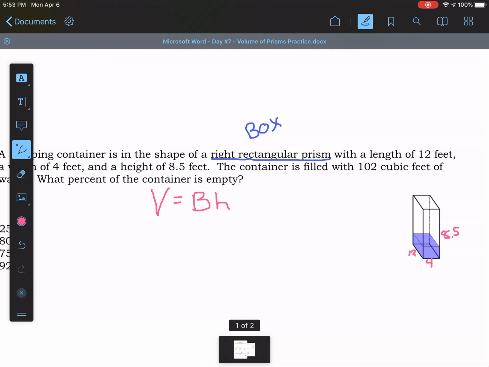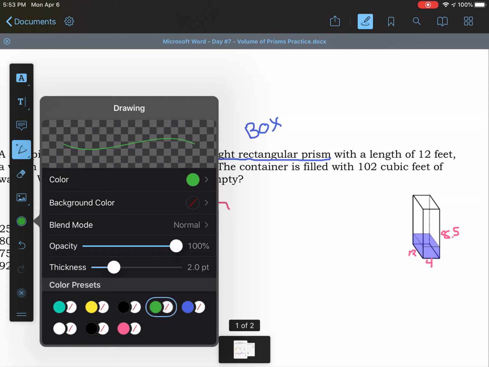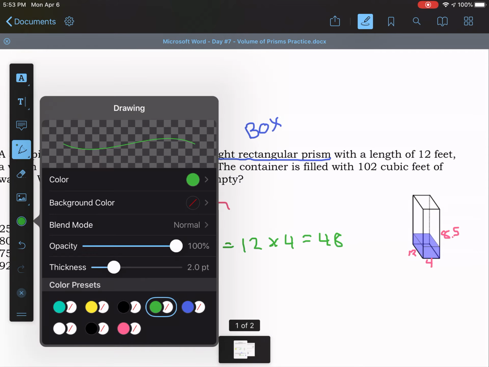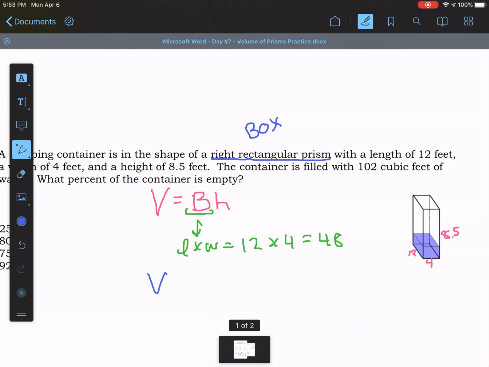of this entire container. From our formulas for volume, and this formula you do get on your reference sheet, so you don't need to memorize it, volume is equal to base area times height. The uppercase B always stands for base area. In this example, it's a rectangular prism, meaning the base is in the shape of a rectangle. So to get the area of a rectangle, we're just doing length times width.